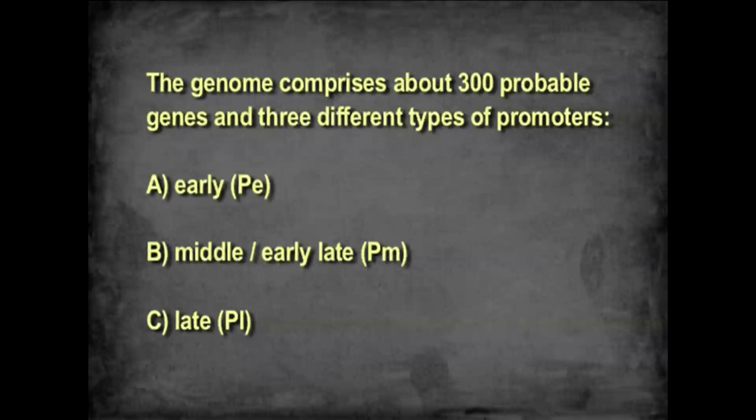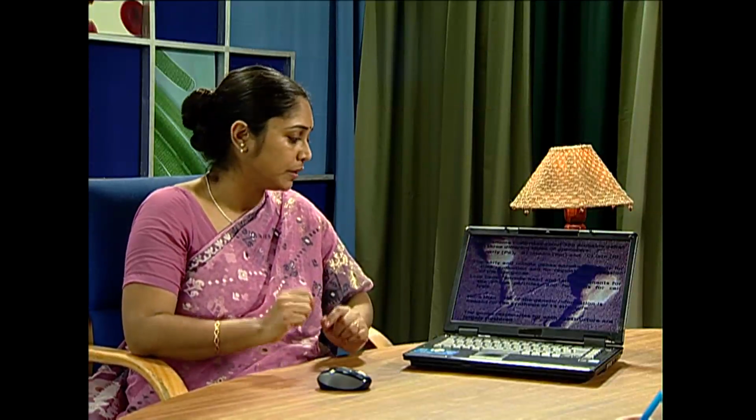Now, the genome has 3 different promoters: early promoters, middle promoters or early-late promoters, and late promoters. Early and middle genes mainly encode proteins and enzymes required for DNA replication as well as for transcription of late genes. And late genes encode proteins or enzymes required for structure formation, T4 structure formation.